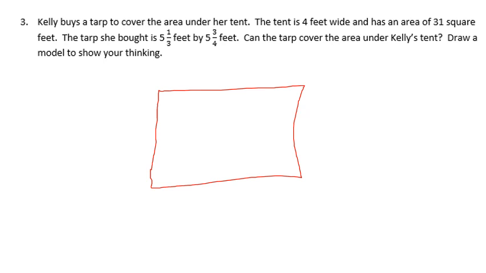And it says the tent was 4 feet wide. And the area was 31 feet squared. So we know area equals length times width. So the area was 31, which equals 4 times something. Well, I know that 4 will go into 31, and let's check exactly what it is.